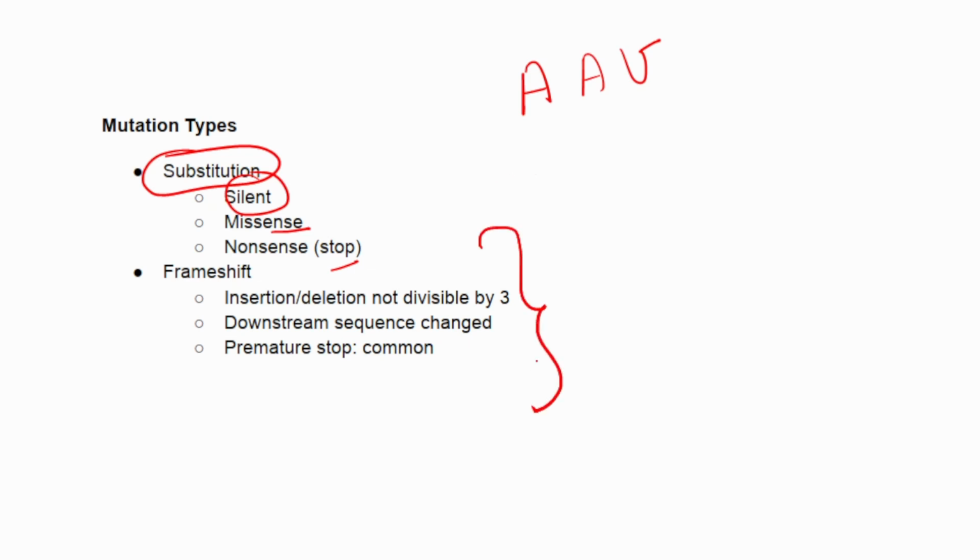The frame shift mutation, we have already discussed that, but still there are some important caveats we don't want to miss. First, a frame shift mutation happens when bases are inserted or deleted in numbers not divisible by 3. This shifts the reading frame, changes all downstream codons, and commonly creates a premature stop codon. So the takeaway is substitutions may or may not affect protein, but frame shifts almost always disrupt it severely.